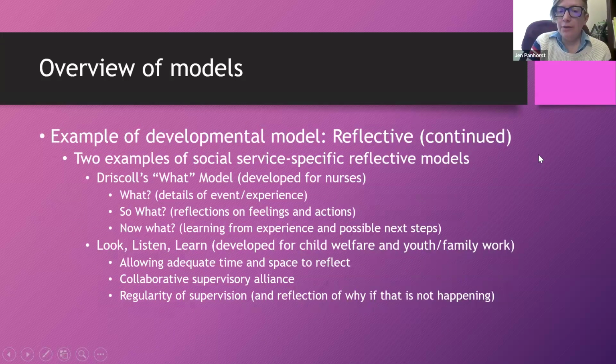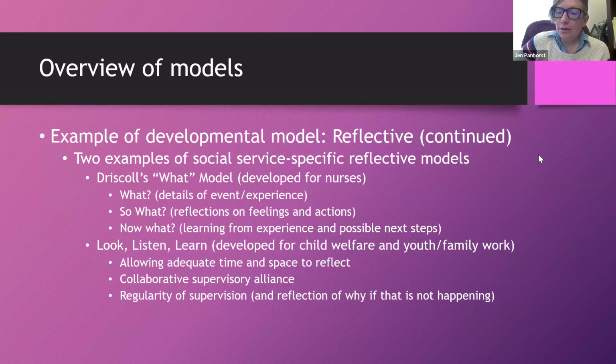So a couple of developmental models that are relatively common in healthcare fields, one is Driscoll's What model. This was originally developed for nurses, but can be used in behavioral health. And it's very, very simple. It's just the what, the details of whatever occurred. So what, in terms of thinking about feelings and actions, and then now what? What are the next steps? Very simple, very easy to implement.